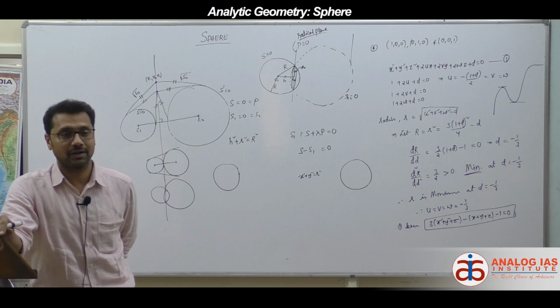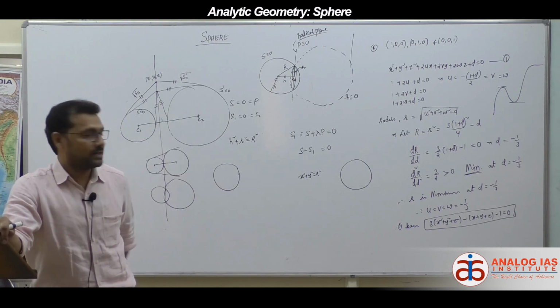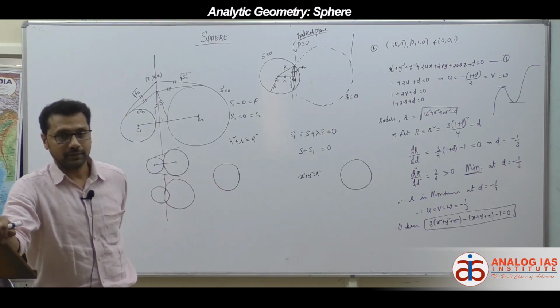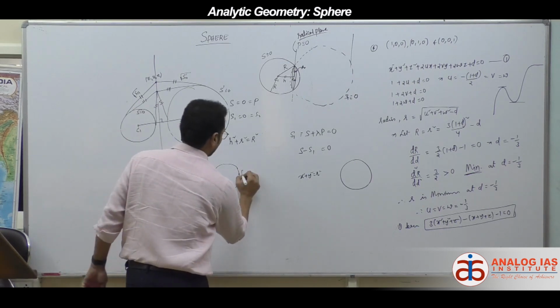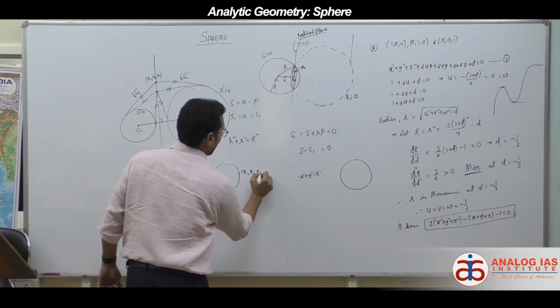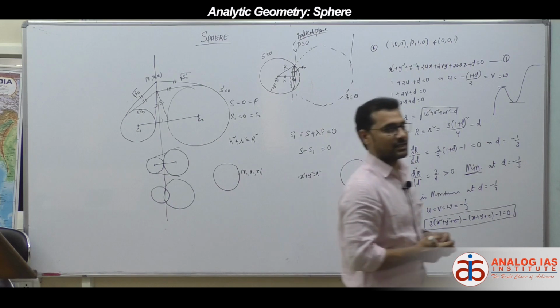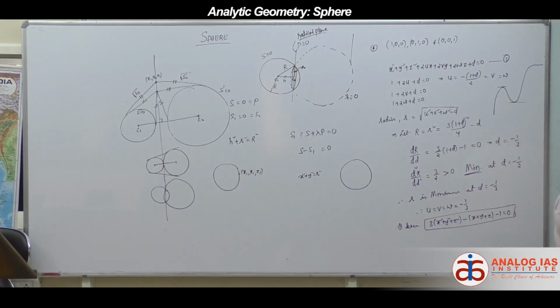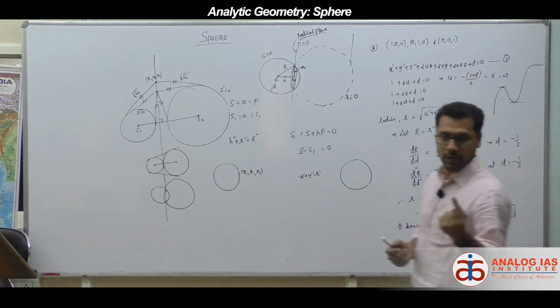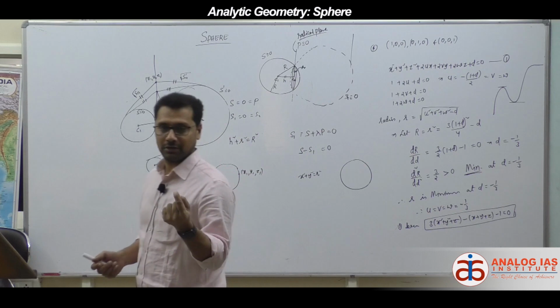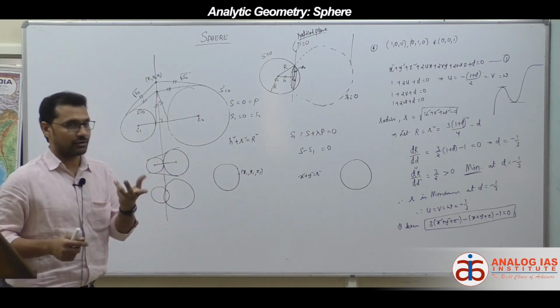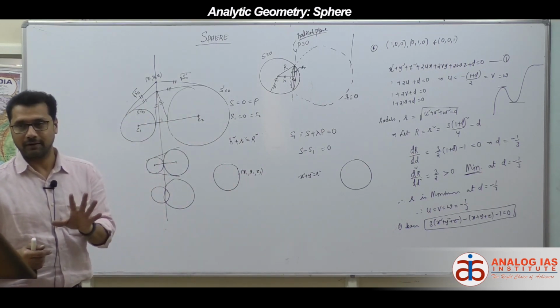Point sphere means what? Radius equal to 0. Center is that point. Suppose this point is x1, y1, z1. Then the point sphere would be (x minus x1) whole square plus (y minus y1) whole square plus (z minus z1) whole square equal to 0. Point sphere. It's a point is a sphere. The point can also be treated as a sphere with center at the point, radius equal to 0. Are you getting that?